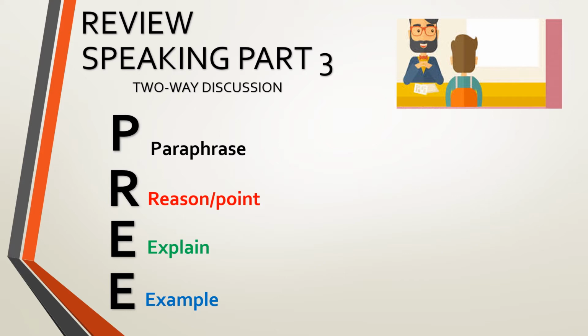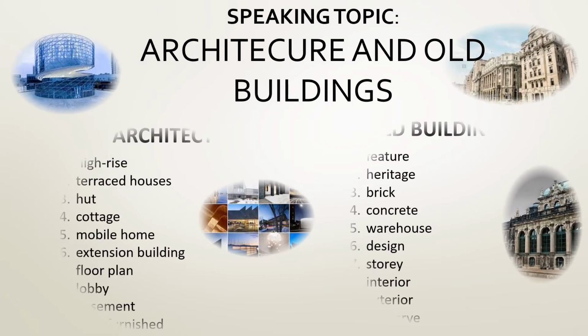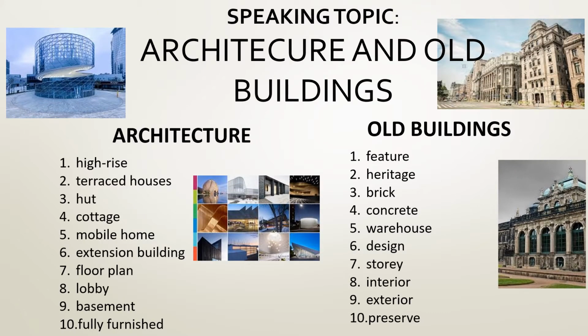Alright, now before we engage in a two-way discussion, let us first add some useful words and phrases to your vocabulary bank. Now we have here 10 words that we can use to talk about architecture and 10 words that we can use to talk about old buildings. Again, these words and phrases are significantly useful in describing architecture and old buildings.